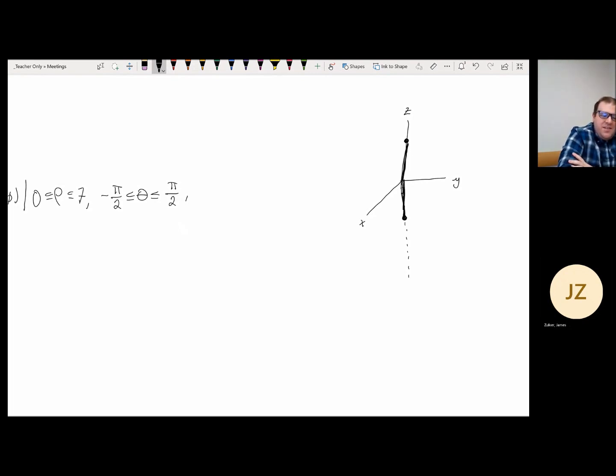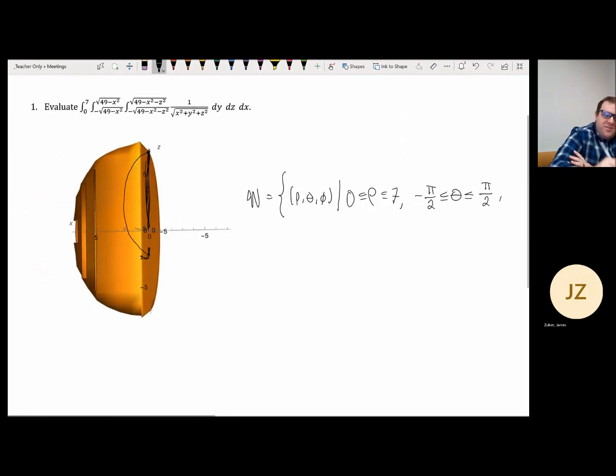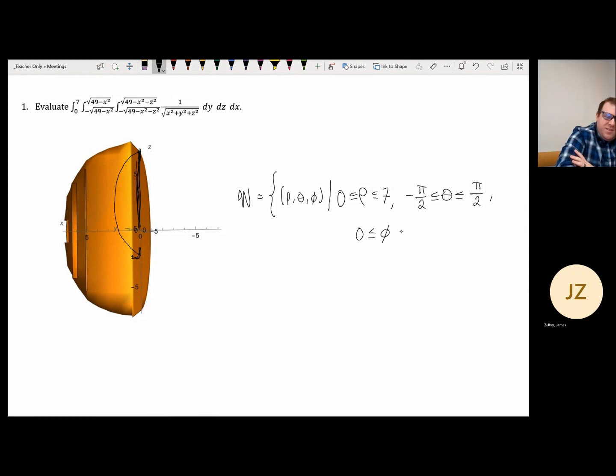And we can be anywhere in between, right? As long as we're in the front. So phi can go 0 to pi. Which with enough recognition, you'd be able to get right from the setup. You wouldn't need the region plot. Right, you would recognize just from the bounds that this is the front half of a sphere of radius 7.